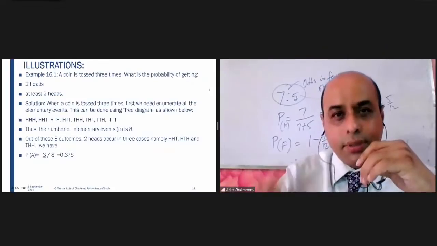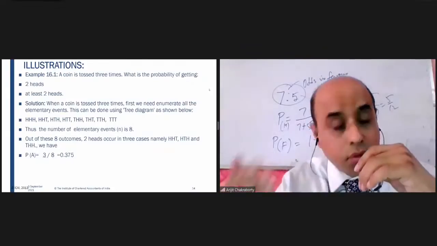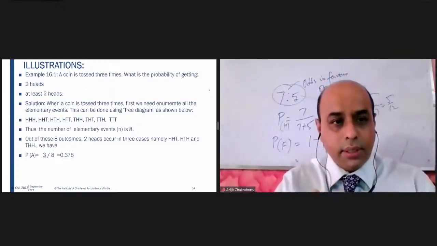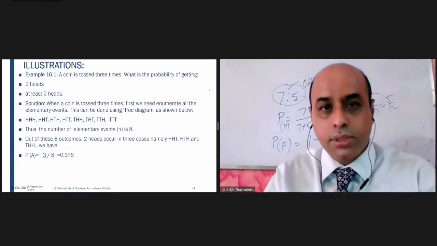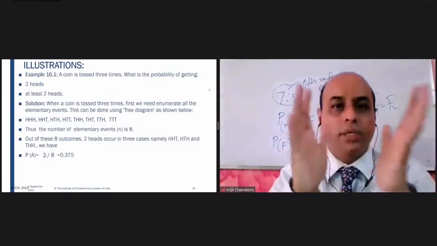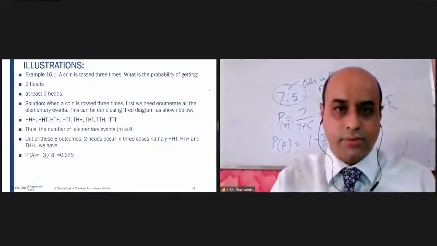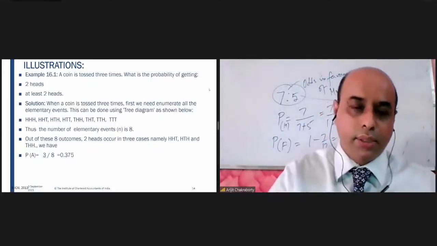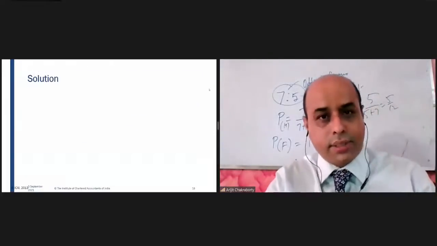So this is a bit of a confusion. At least 2 heads. That means it can be 2 heads. It can be more than 2 heads. So there are 2 possibilities. In fact, there are 2, you can say 2 experiments as if. So it can be either 2 heads or it can be 3 heads.